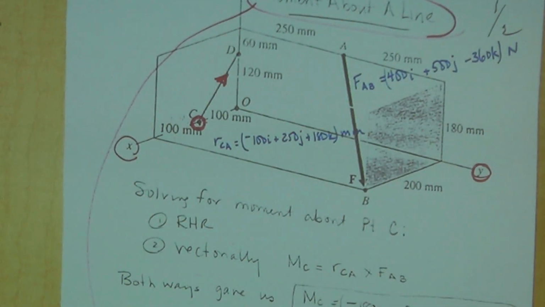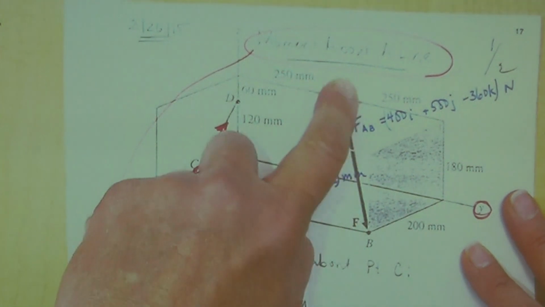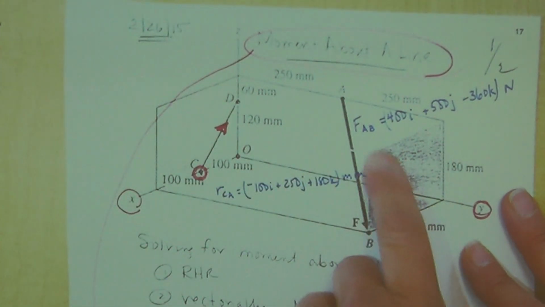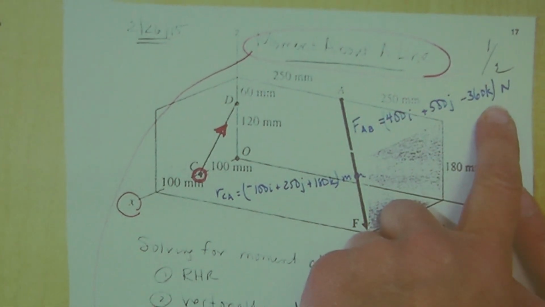Is that good? Okay, so what did we do? We were given, is everybody with me? We were given a force. We knew the magnitude of the force. We knew the direction from the drawing. We calculated what the vector is. So we know what the x, y, and z components are.